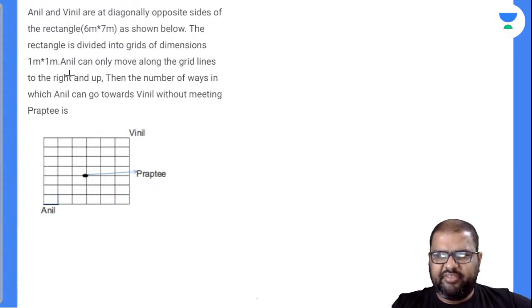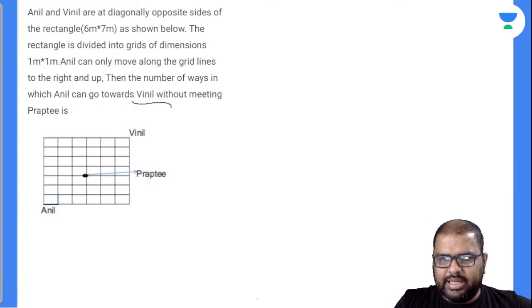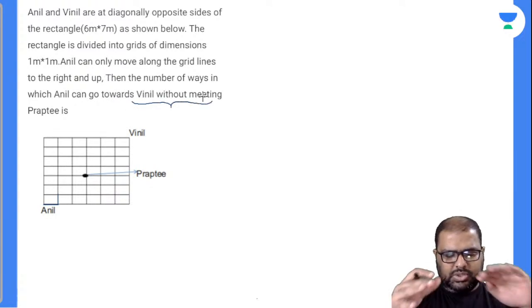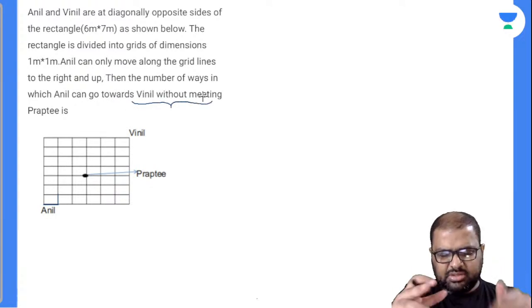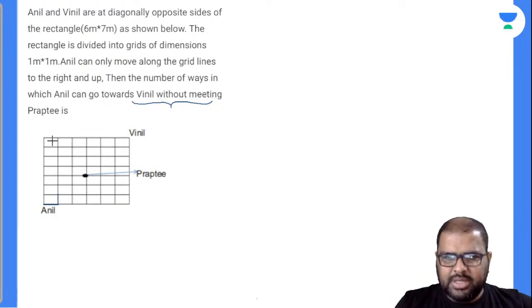Then the number of ways in which Anil can go towards Vinil without meeting Prapti. So he has to avoid the entire ways of Prapti moving. Am I right or wrong? So 1, 2, 3, 4, 5, 6. Now this is 6 and this is 7. So let's find out the ways.